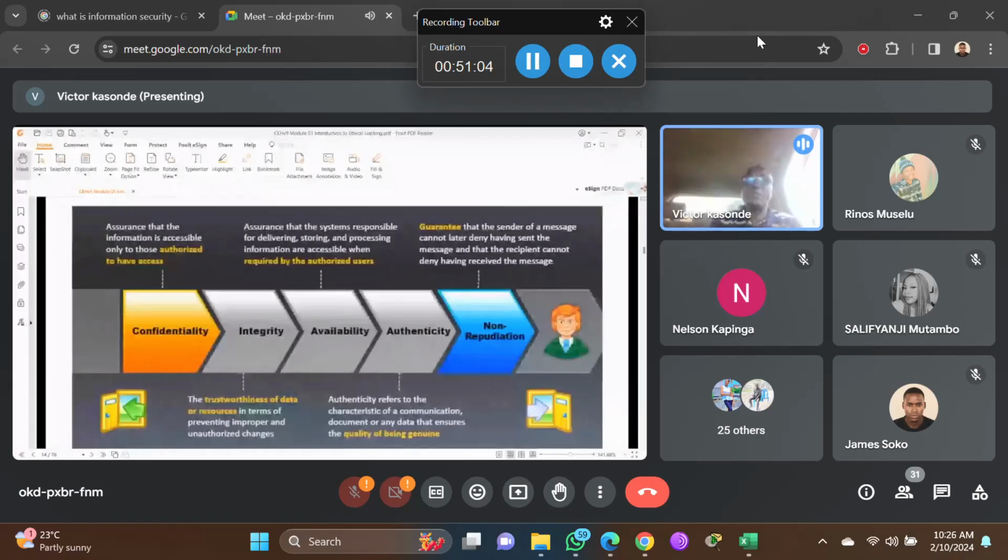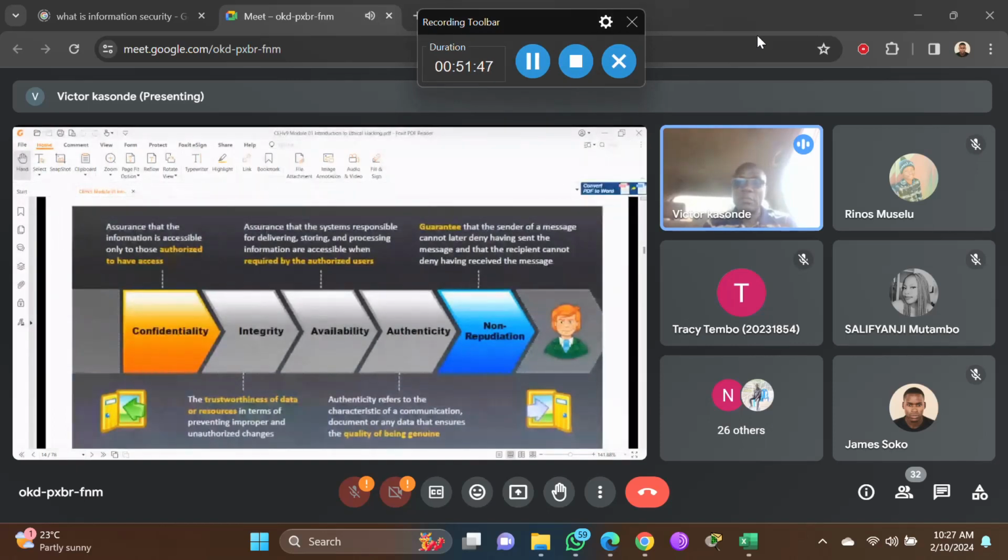The information should be available. The actual information is supposed to be secured, but the people who are supposed to receive the information, especially those who are authorized to use that particular information, should be able to. Any queries there on availability and integrity? Is it clear? Is it clear, guys? It is clear, sir. Yes, sir. Okay, it is clear.